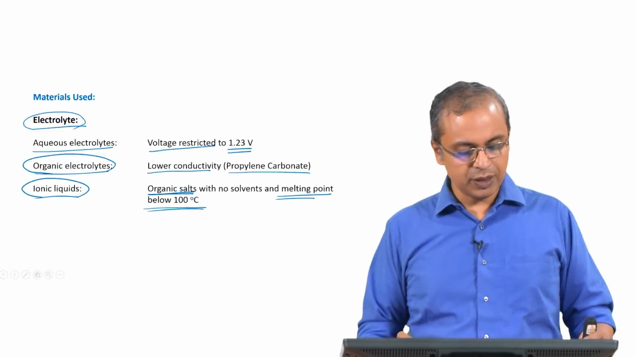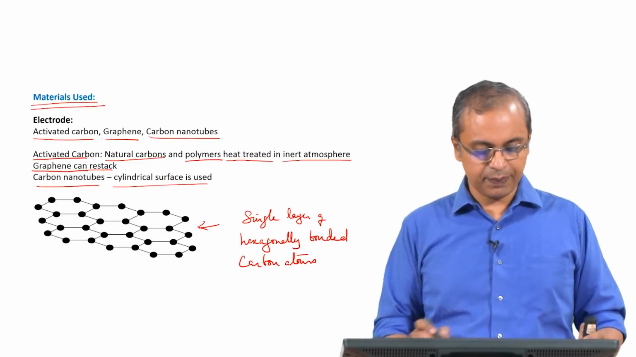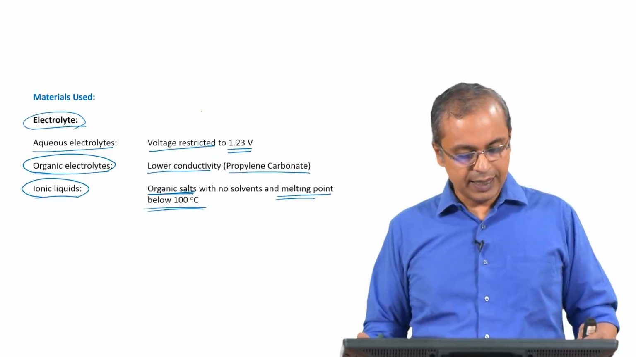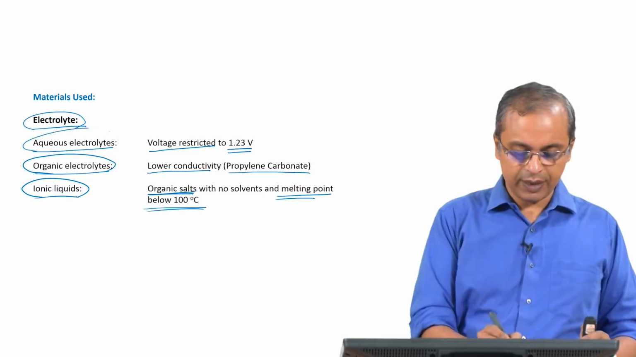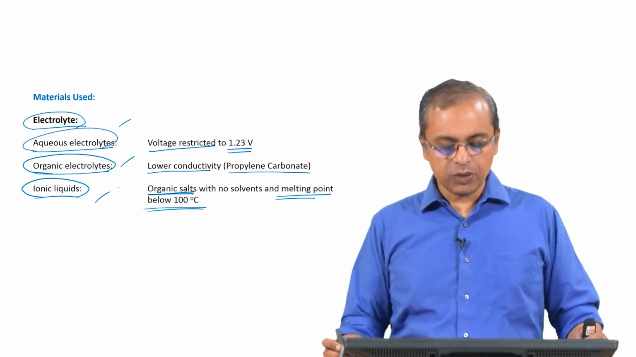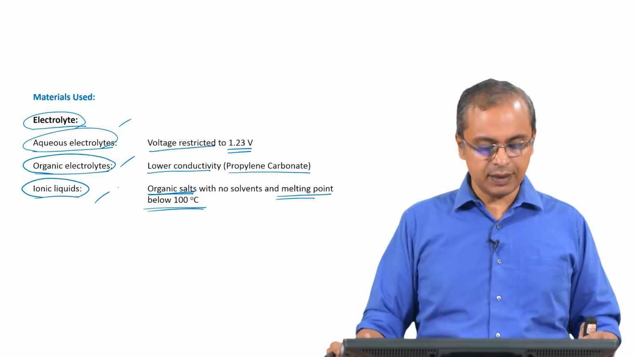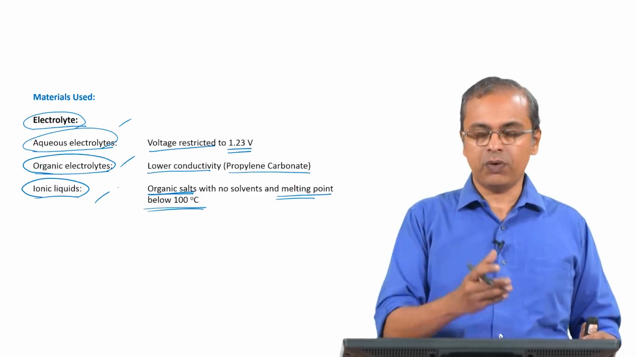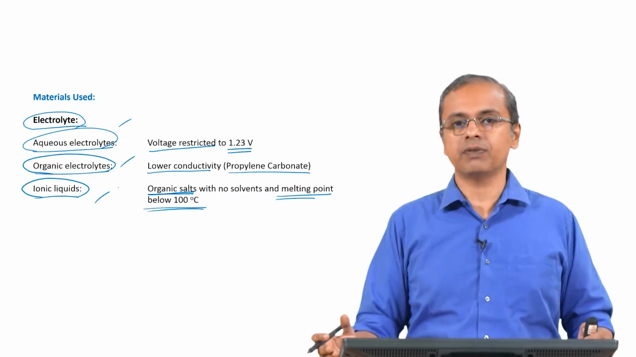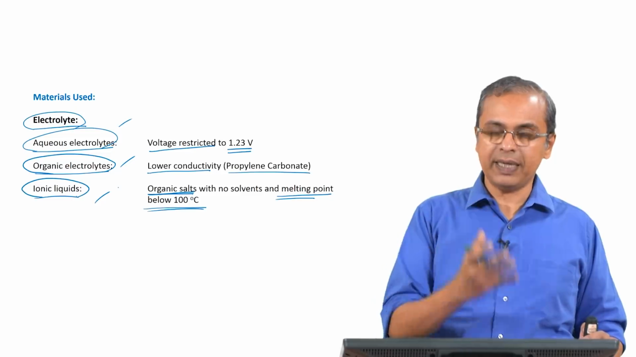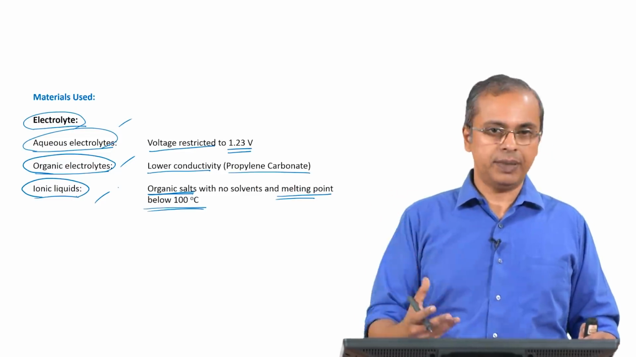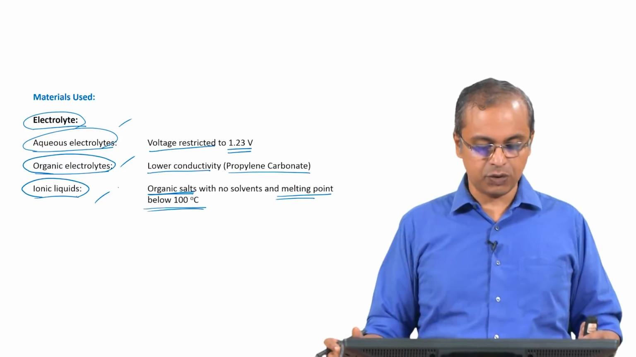So the electrodes used are carbon based, either activated carbon or graphene or carbon nanotubes, and the electrolyte used is either an aqueous electrolyte or an organic electrolyte or an ionic liquid. So this is basically what is used. So that is our discussion on supercapacitors, both what is special about it, how it is different from a capacitor, how it differs from a battery, what are the applications it can be used for, what are its capabilities, and what are some materials that are used to create this supercapacitor.